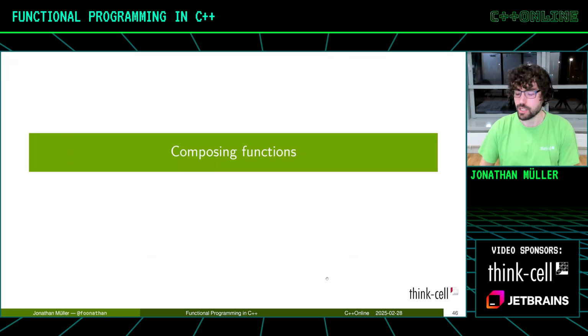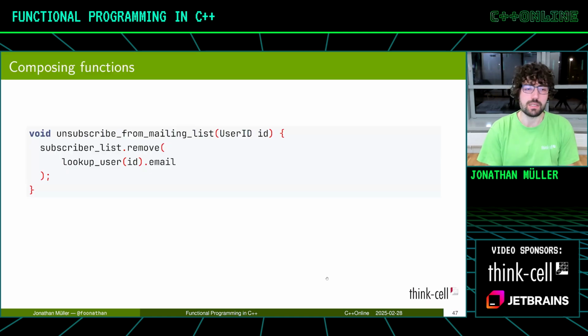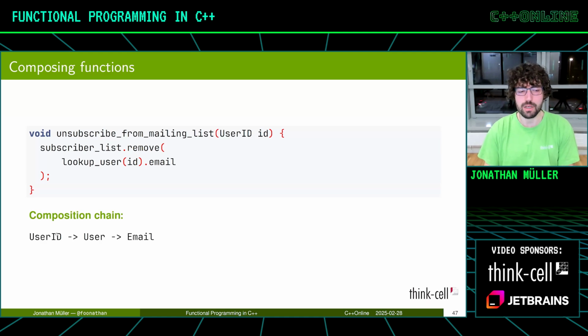Now let's look at functions more generally. So this is something you might want to do, like unsubscribe a user from the mailing list. To do that, you look up the user, given its ID, you get its email, and you remove it from the subscription list. In a way, this is a very straightforward composition of starting with a user ID, turning it into a user, turning it into an email, and then doing something with it.